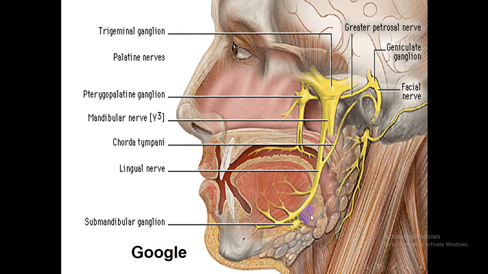مثل ما قلنا it is a triangular parasympathetic ganglia suspended from the lingual nerve by two short roots, and it lies on the hyoglossus muscle. One of its roots is preganglionic parasympathetic from the chorda tympani. The other is postganglionic parasympathetic to the submandibular and sublingual salivary gland.